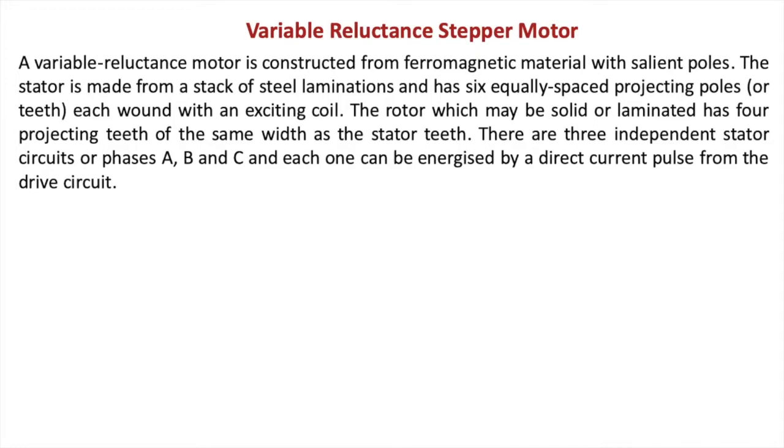A variable reluctance motor is constructed from ferromagnetic material with salient poles. The stator is made from a stack of steel laminations and has 6 equally spaced projecting poles or teeth, each wound with an exciting coil. The rotor, which may be solid or laminated, has 4 projecting teeth of the same width as the stator teeth. There are 3 independent stator circuits or phases A, B, C, and each one can be energized by a direct pulse from the driver circuit.